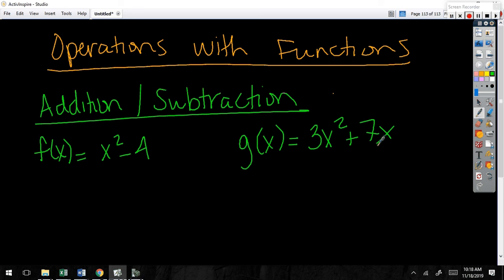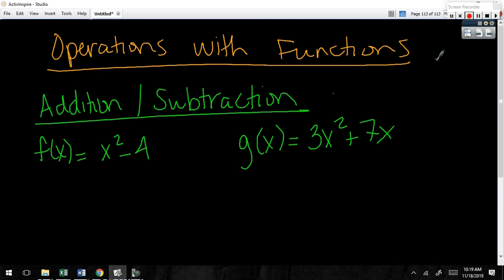A fraction with an x in the bottom. Have we not talked about this? I feel like we have when we did domain of functions. If there's a radical, it can't be negative, and if there's a fraction, it can't be 0 in the bottom. Domain restrictions occur. If you have a fraction, the bottom cannot be 0.